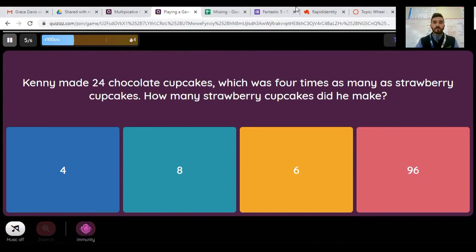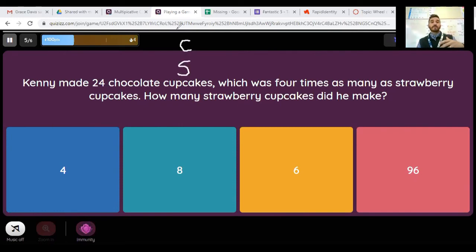It says, Kenny made 24 chocolate cupcakes, which was 4 times as many as strawberry cupcakes. How many strawberry cupcakes did he make? So we've got our big number. We see 4 times as many. We know we're doing a multiplicative comparison. So I'm going to pull out chocolate and strawberry because that's what's being compared.